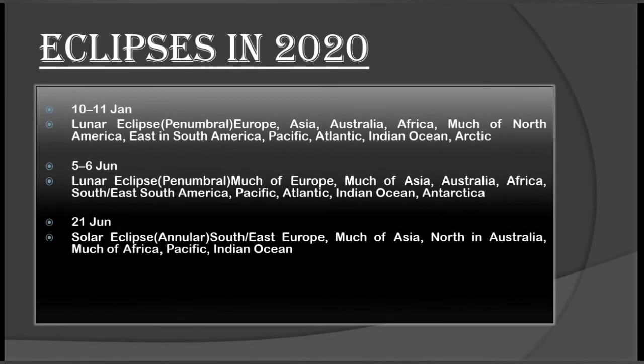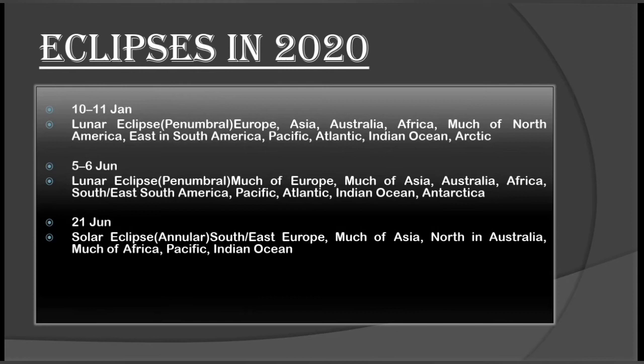The final thing is eclipses in 2020, the current year. On 10 to 11 January, there was a penumbral lunar eclipse, a faded one, visible in Europe, Asia, Australia, Africa, much of North America, East and South America, the Pacific, Atlantic, Indian and Arctic.